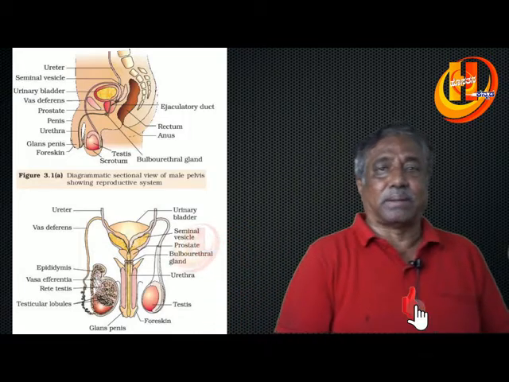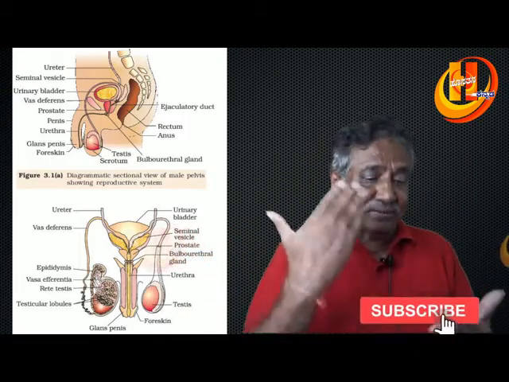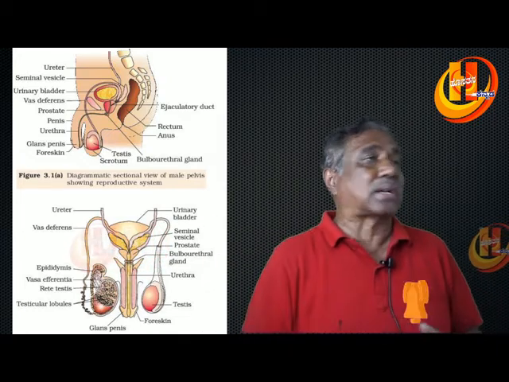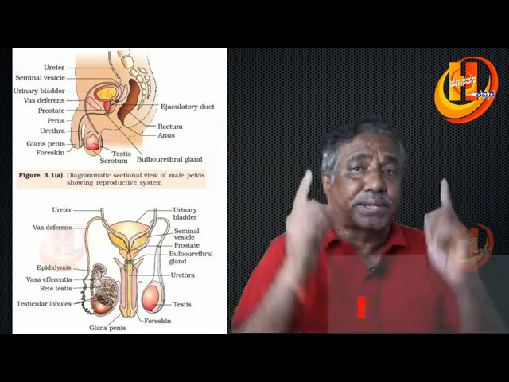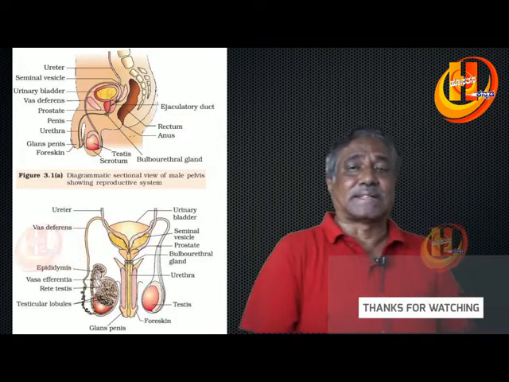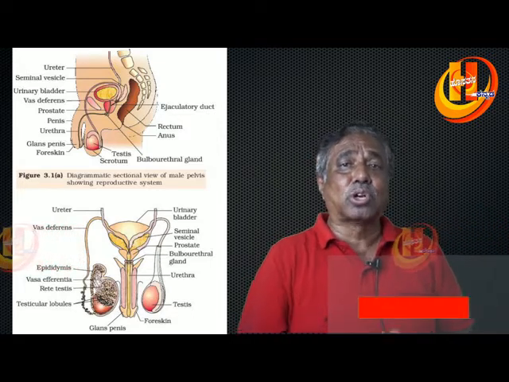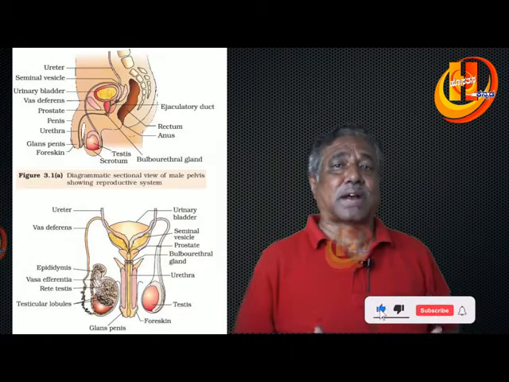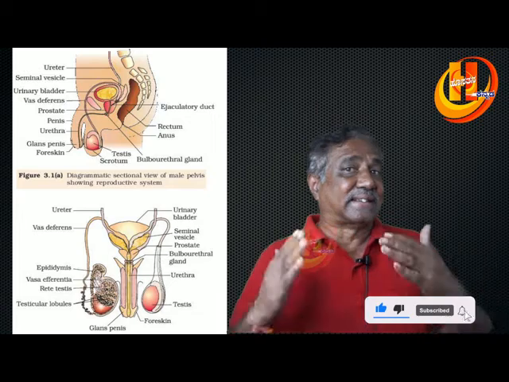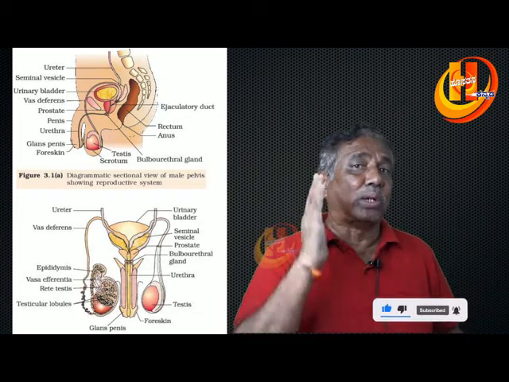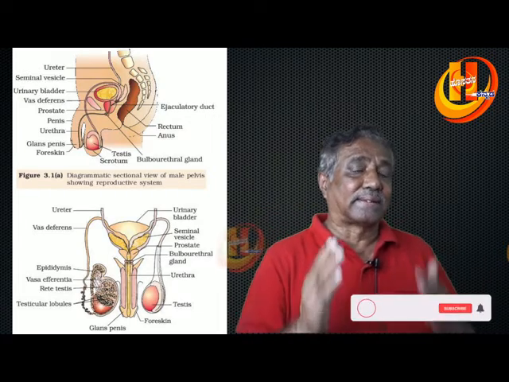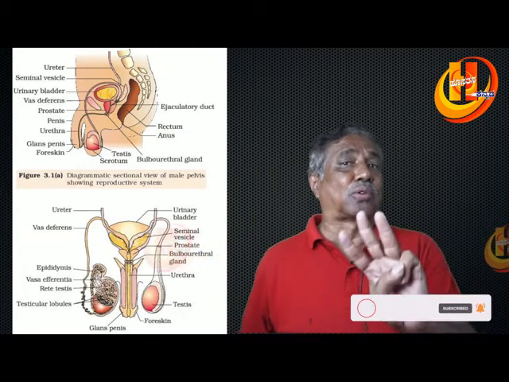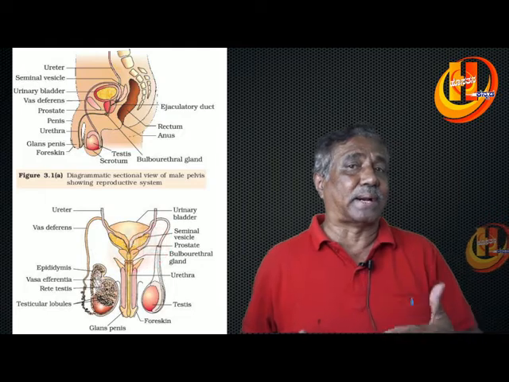That is very important. Section of the testis shows about 200 to 250 compartments called testicular lobules. Each testicular lobule consists of about 1 to 3 uriniferous tubules. Uriniferous tubules are composed of germ cells and nurse cells. Nurse cells are also called Sertoli cells. Sertoli cells have three functions, very very important.